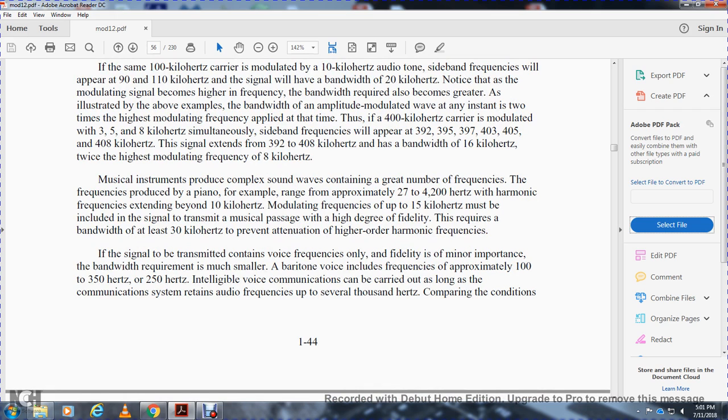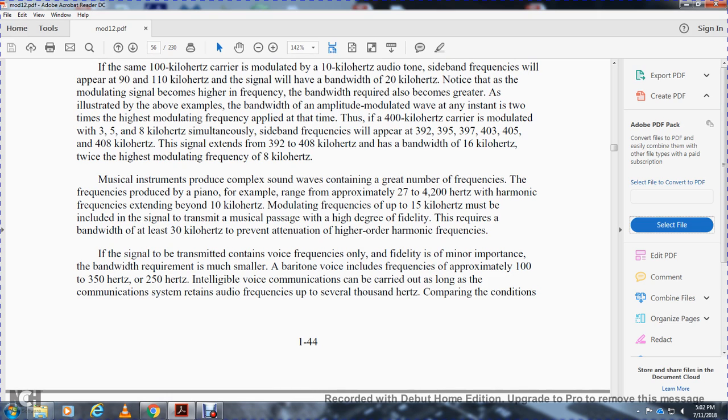Musical instruments produce complex sound waves containing a greater number of frequencies. The frequency range produced by a piano, for example, is approximately 27 to 4200 hertz, with harmonic frequencies extending beyond 10 kilohertz. Modulating frequencies up to 15 kilohertz are included so the signal can be transmitted with musical patches at a high degree of fidelity. This requires a bandwidth of at least 30 kilohertz to prevent loss of the higher order harmonic frequencies.